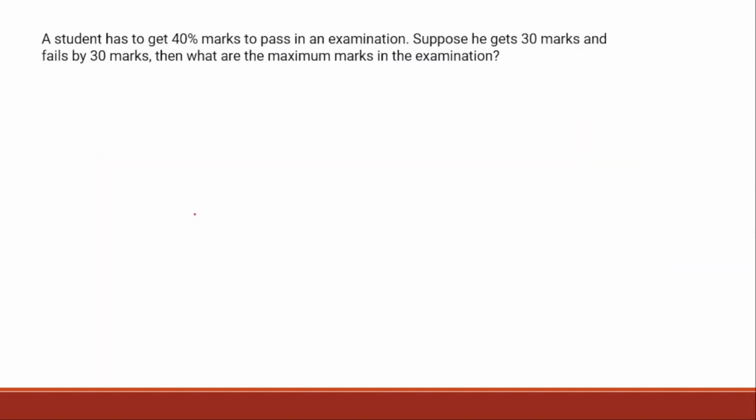A student has to get 40% marks to pass in an examination. Suppose he gets 30 marks and fails by 30 marks. Then what are the maximum marks in the examination? It says that the passing mark is 40%. He scores 30 and fails by 30, which means 30 plus 30 equals 60 is the passing marks. Now both the values are given: 40% is the passing marks, that is 60.